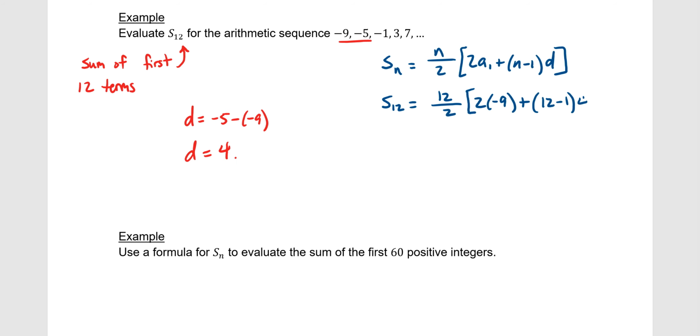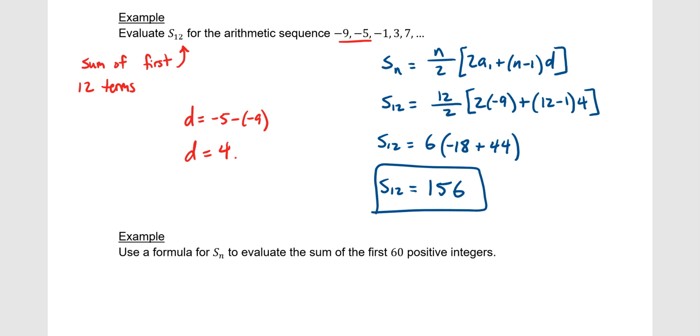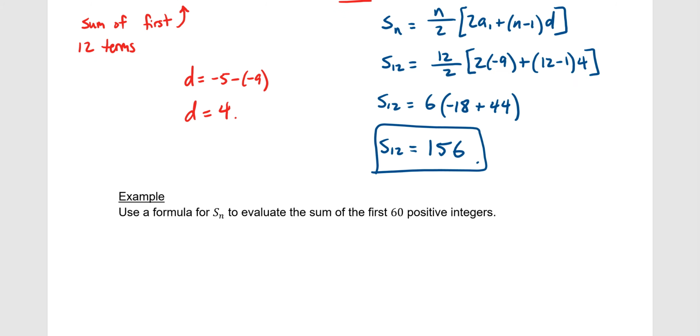So we go ahead and plug that in, and we just have to not mess up order of operations. 12 divided by 2 is 6, and we end up getting 2 times -9, -18. 12 minus 1 is 11, times the 4, 44. And we just do the -18 plus 44, multiply that by 6, and we should end up getting 156. So if we added up the first 12 terms of this sequence, we would get 156.